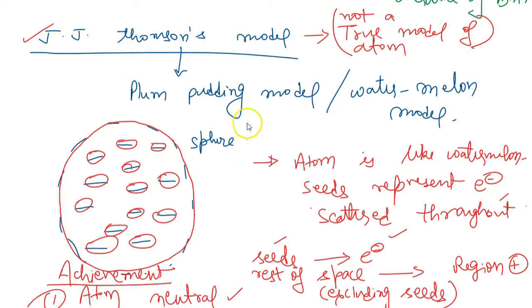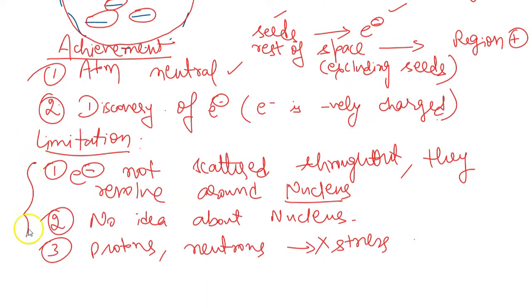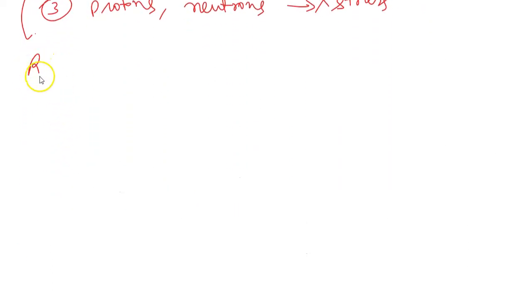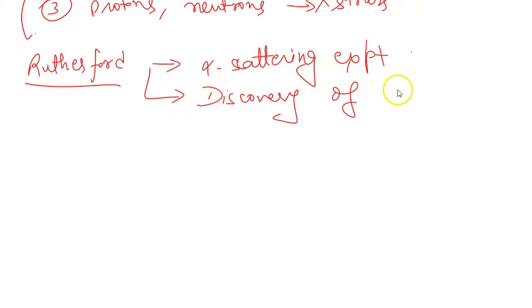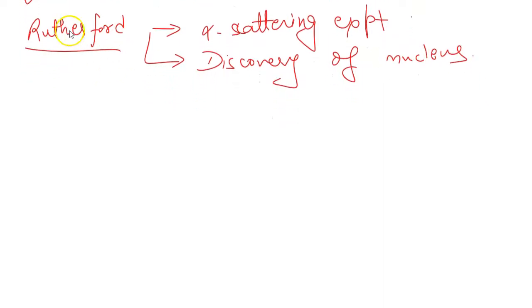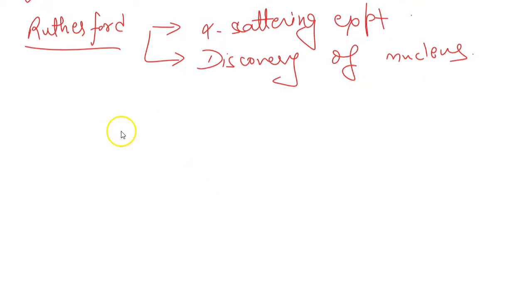So now to overcome these limitations, what can be clearly seen as a result of J.J. Thomson's model, Rutherford was keen on doing the experiment, and he did the experiment, that was the alpha scattering experiment, and the credit for the discovery of nucleus goes to Rutherford. So what did Rutherford do? Let us look at his experiment.